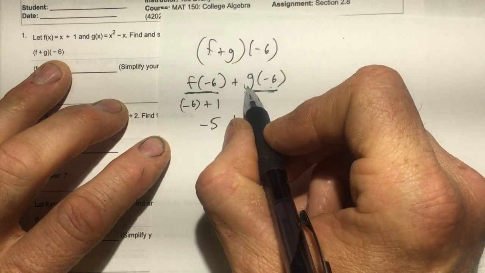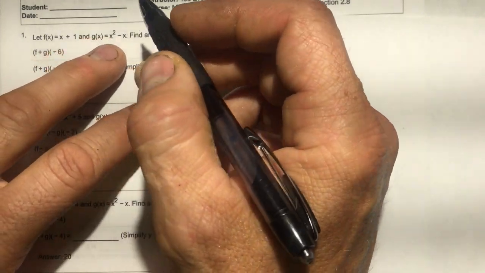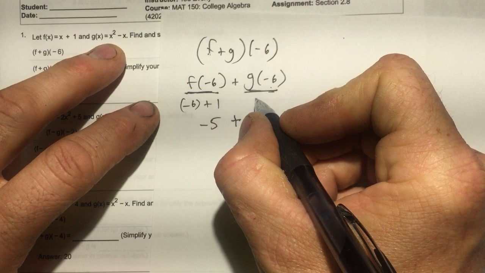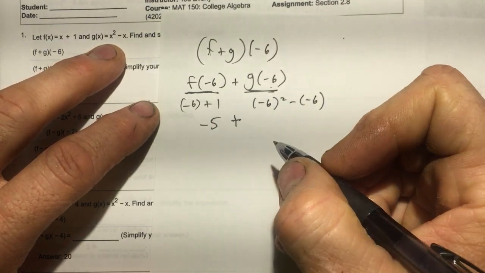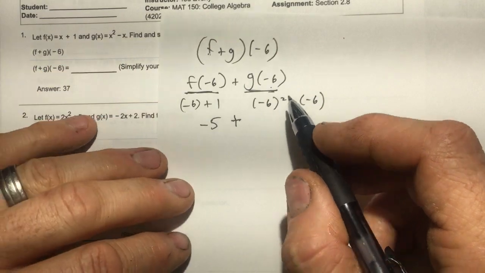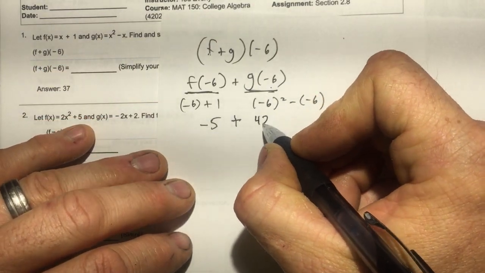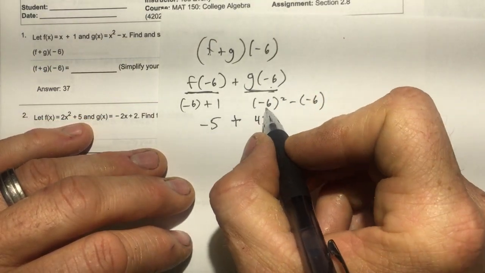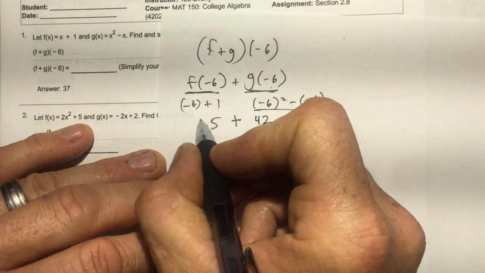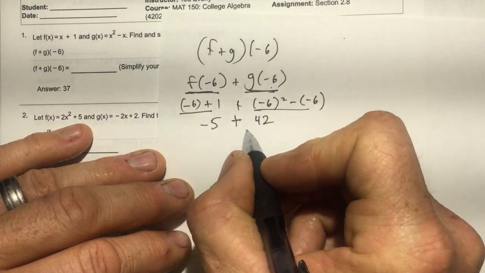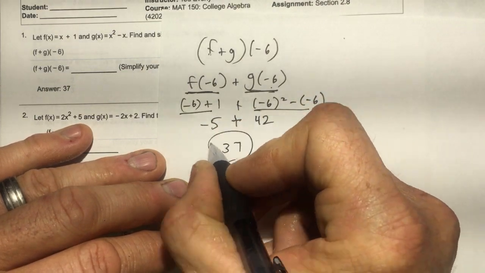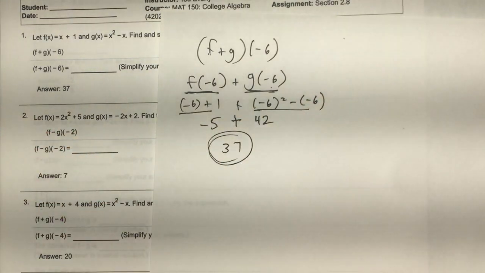Now I put -6 in the g function. Here's the g function, so that's going to be (-6) squared minus -6, which is 42. You just punch that in your calculator. So there's f(-6) and g(-6), and I add the two together, which is going to be 37.